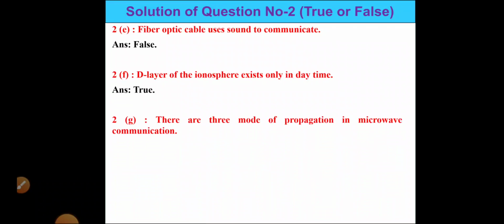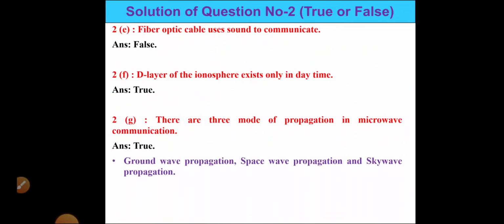There are three modes of propagation in microwave communications. Yes, this statement is true. These three are ground wave propagation, space wave propagation and sky wave propagation. Conductor loss depends on the skin effect. This statement is true, because due to the skin effect, there are huge conduction losses. So this statement is true.